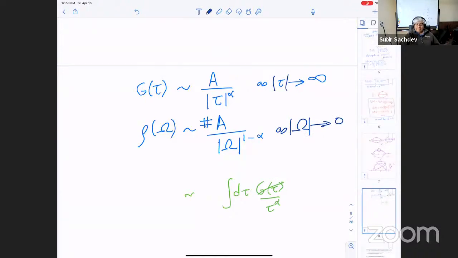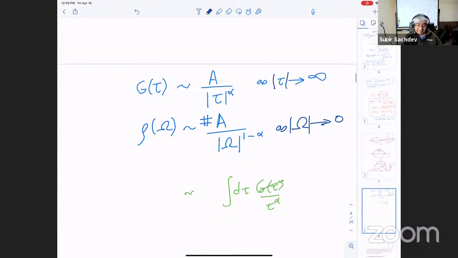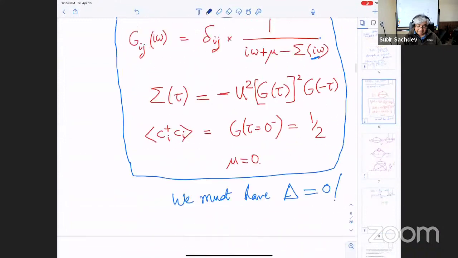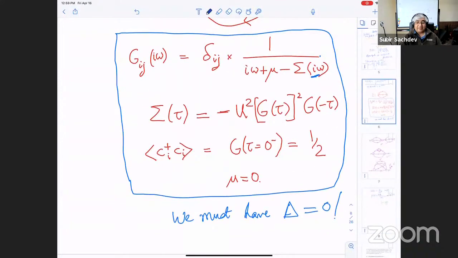Okay. So I have made some assumptions about the asymptotic behavior of g of tau and rho of omega. And now I have to plug these assumptions into the main equations and solve for A and alpha. I'll stop here, but that can be done. You put it in, do lots of Laplace transforms back and forth, and you find the solution under certain conditions, which we'll describe.